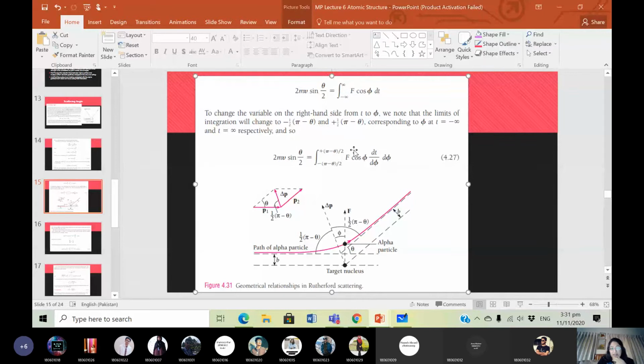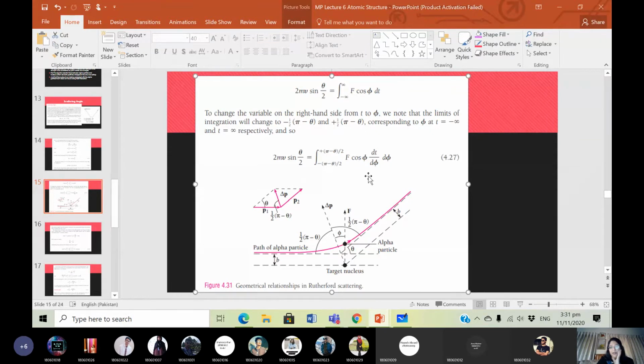On this side, this side, and we know the limits of the integration will change from what to what. If we're taking the variable as phi now instead of time, then phi is going from what angle to what angle? Minus (pi minus theta) over 2 to positive (pi minus theta) over 2, right? Because that is the maximum value phi can take, and this is the minimum value phi can take. Okay? So we put these variables in and we get this equation, okay?